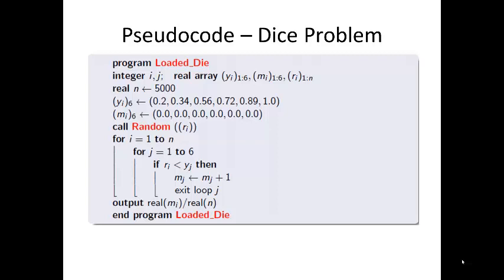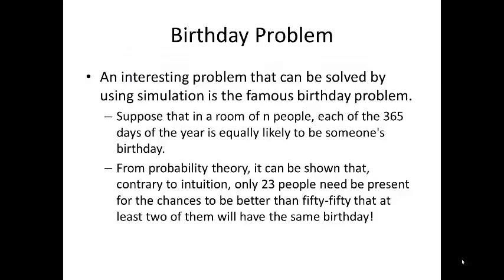Let's take a look at another example that you may remember from CS 141 and 241, and that's the birthday problem. So this is an interesting problem that can actually be solved using simulation. It also has an analytical solution. Suppose that you have a room full of n people. Each of the 365 days of the year is equally likely to be somebody's birthday. From probability theory, it can be shown that, contrary to intuition, you only need 23 people to be present for the chances to be better than 50-50 that at least 2 of them will have the same birthday.